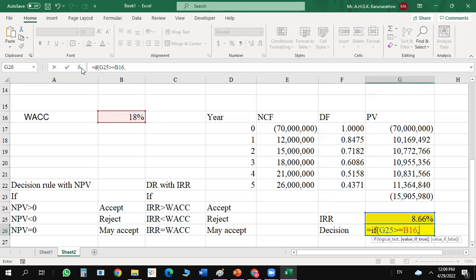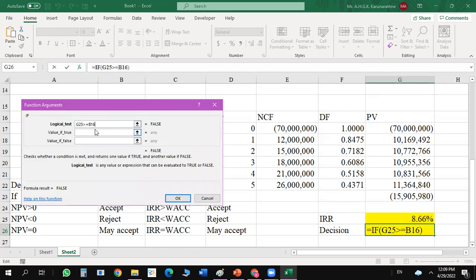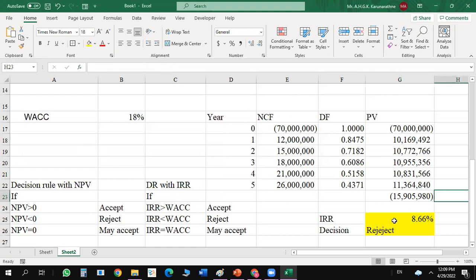I will go to the dialog box so that it is clearly visible. Here, if this is the case, then say accept. This way, you do not need to type the inverted commas. But if we type it here ourselves, we need to put the inverted commas. Then reject. Otherwise, if false, that means it is less than that, then reject. The reason for rejecting the project is that the project return is 8% while the investors' required rate, the capital cost, is 18%. Project return is 8%, so the project is rejected.